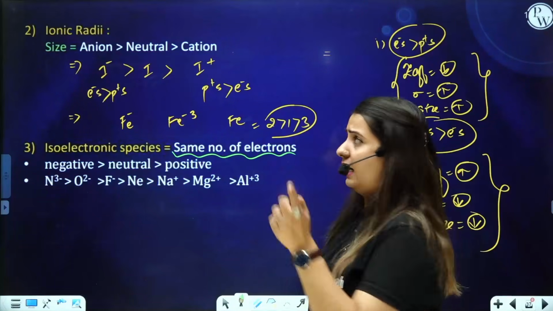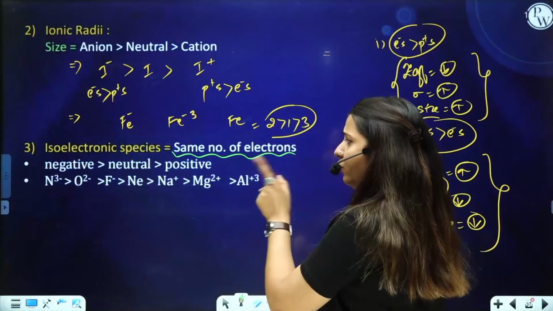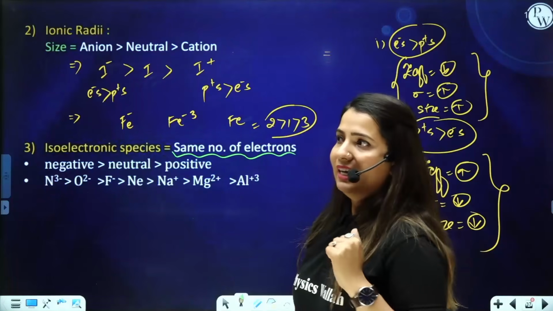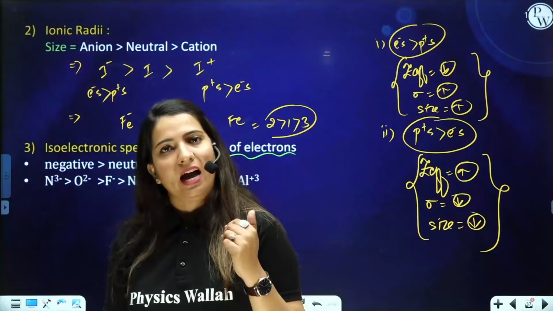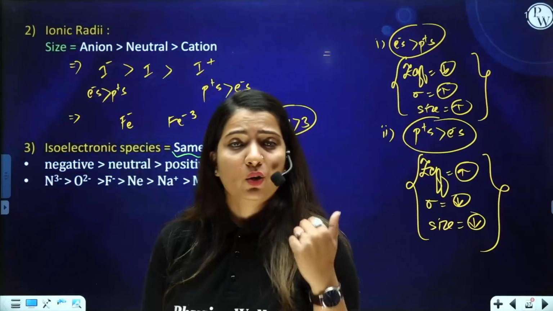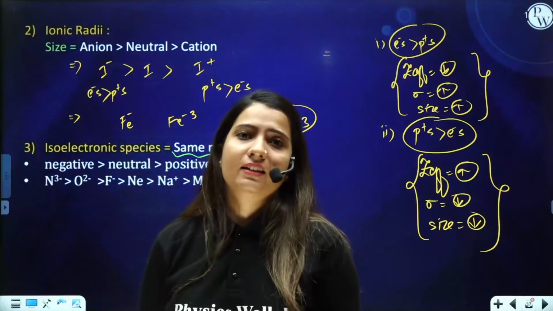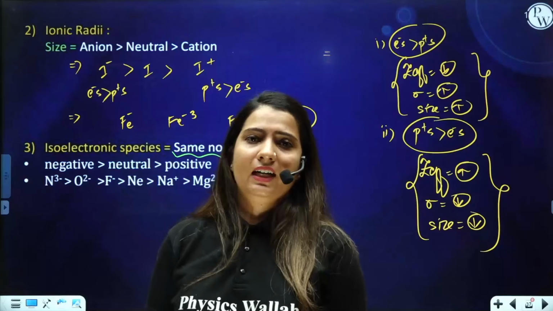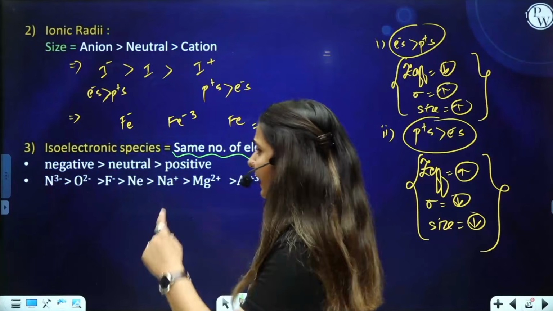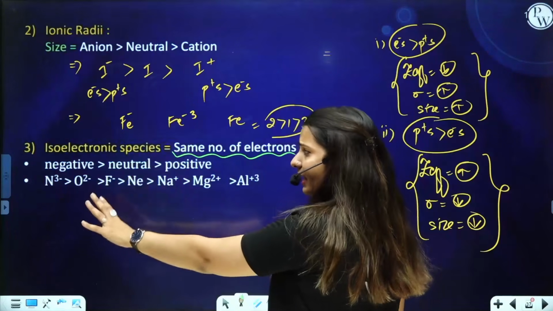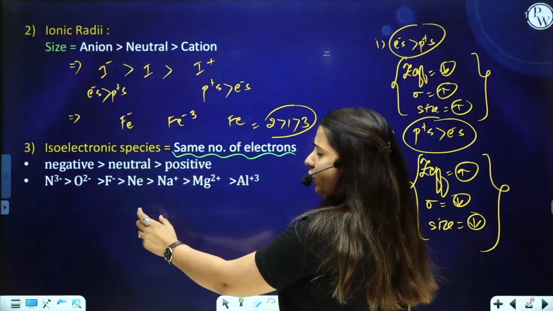Always you have to follow that. Anion, neutral, cation: negative, neutral, positive. Because when you have negative charge, you have greater number of electrons, you have bigger size, you have less Z effective, you have greater sigma, and we have as a result increase in the size. Greater the negative charge, greater will be the size, then neutral.